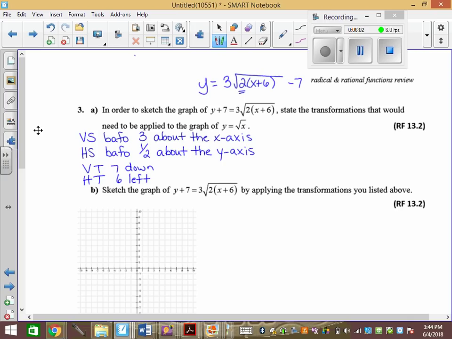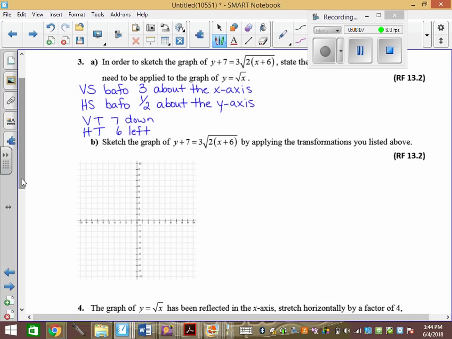So we want to sketch the graph using those transformations. So we'd have to plot our original. Our original we know is at (0, 0), (1, 1), (4, 2), (9, 3). So our original points on y = √x are (0, 0), (1, 1), (4, 2), (9, 3). Why are they helpful? Because if we're moving points, we use mapping.